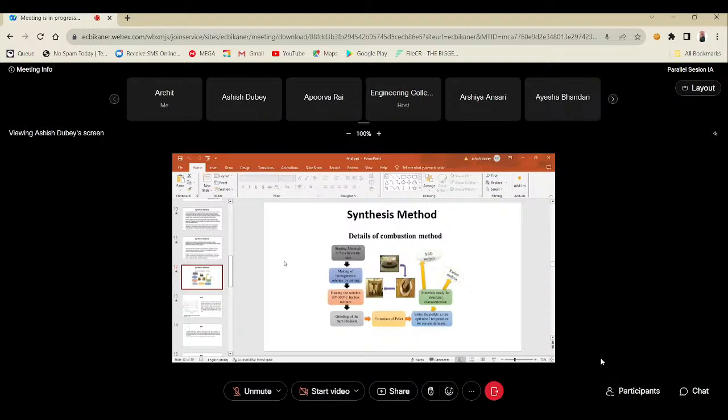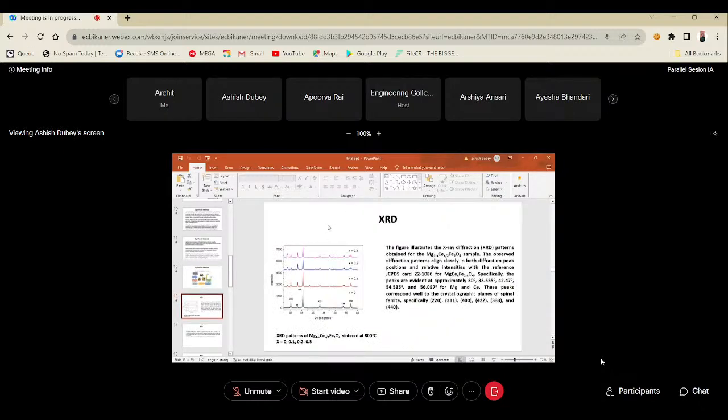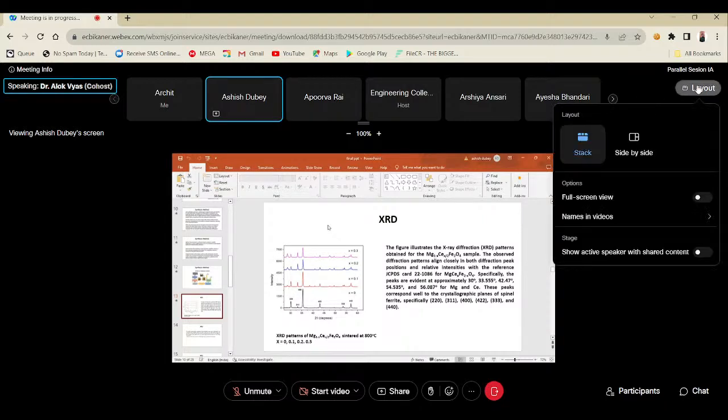So this is the process that we follow. Then we did the XRD analysis. The figure illustrates the X-ray diffraction pattern obtained for the Mg1-xCexFe2O4 sample. The observed diffraction pattern aligned closely in both diffraction peak positions and relative intensities with the reference JCPDS card 22-1086.